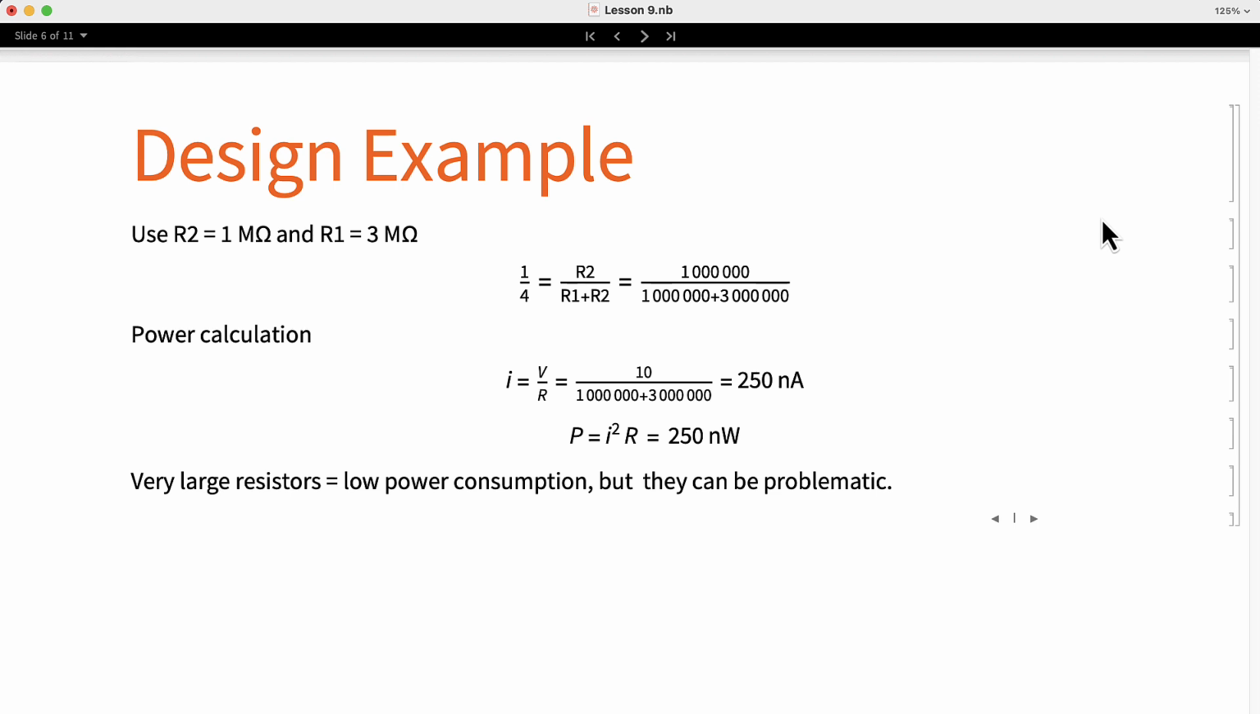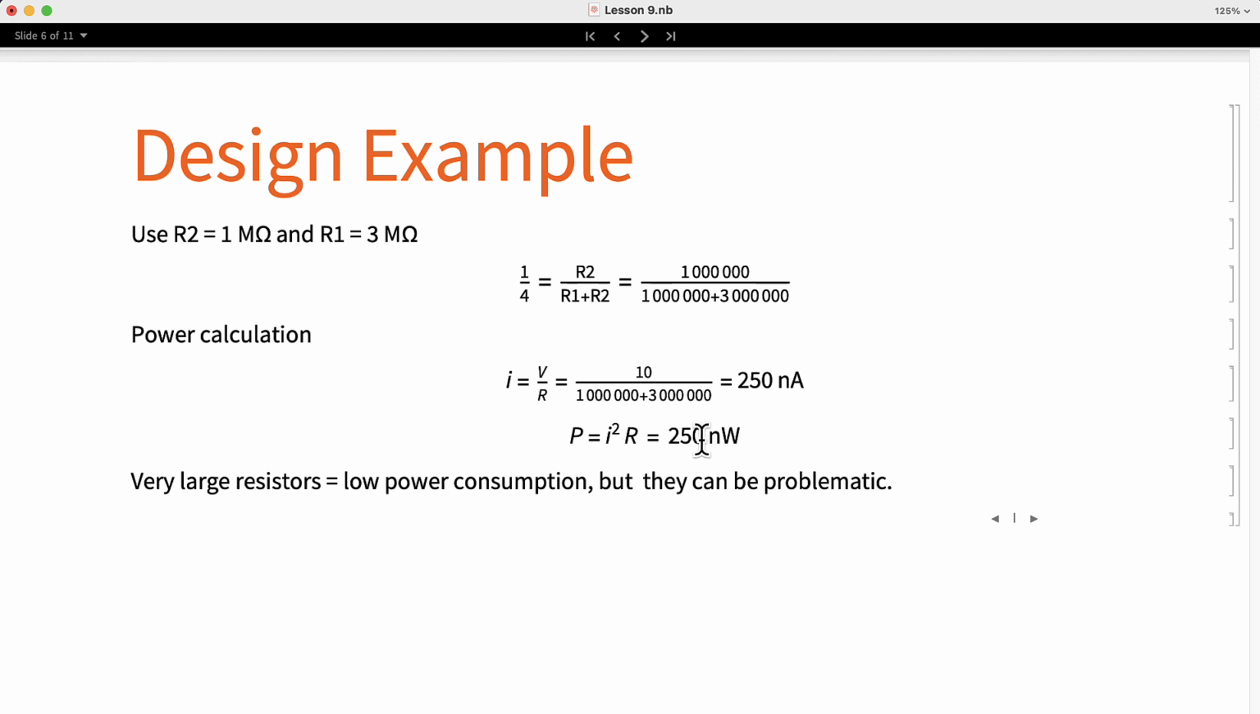With small resistors, we have a very large power consumption. Now let's go into the other direction. Let's pick resistors that are very large. In this case, I'm going to select 1 mega ohm and 3 mega ohms. And these two resistors still satisfy this equation. If we perform the power calculation, we can see that we obtain 250 nanoamps, which is very low, and the power is 250 nanowatts.